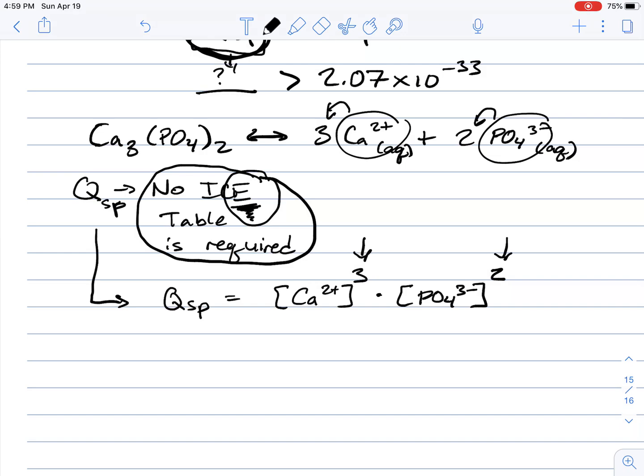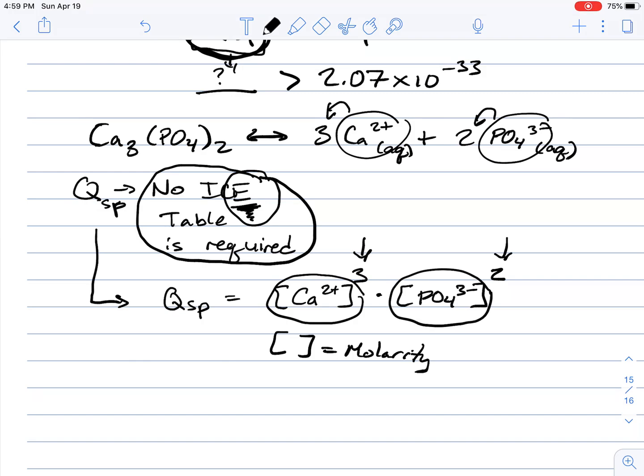And if you guys recall, the bracket represents molarity. And so all we have to do is plug in the molar concentration of calcium, raise it to the third power, and multiply that by the molar concentration of phosphate, and raise that to the second power. So once we figure out the molar concentrations of calcium and phosphate and plug it in, we can just plug everything into our calculator and figure out what QSP is.